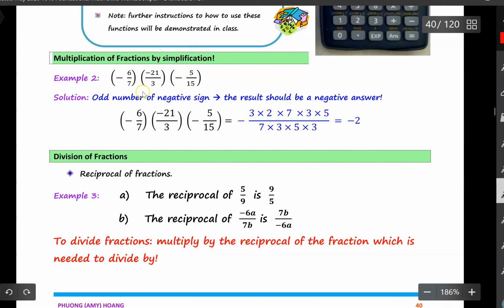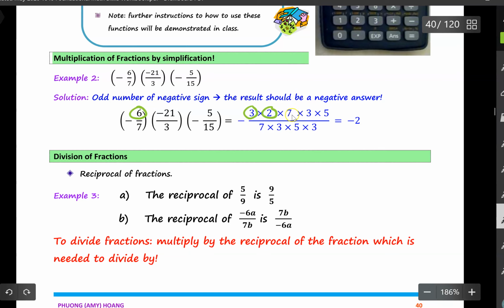Okay, so first of all, you count the number of negative signs. An odd number of negative signs means that you should have a negative answer, because negative times negative makes a positive, then positive times negative will give you a negative answer again. So therefore I register that negative right at the front. Okay, so where do I get the 3 times 2? Because it's coming from 6. Okay, 6 is 3 times 2. So I will highlight this for everyone. 6 here is 3 times 2.